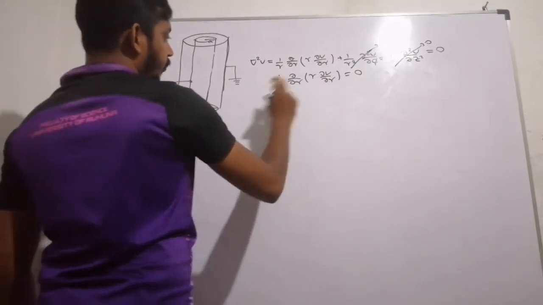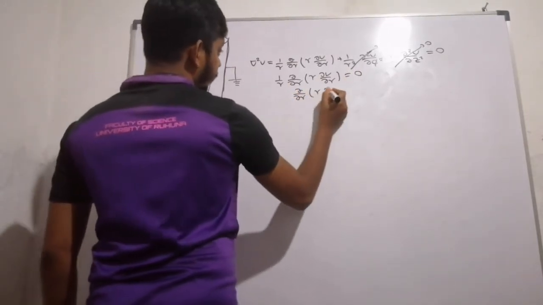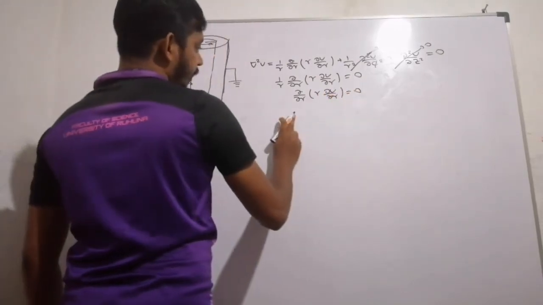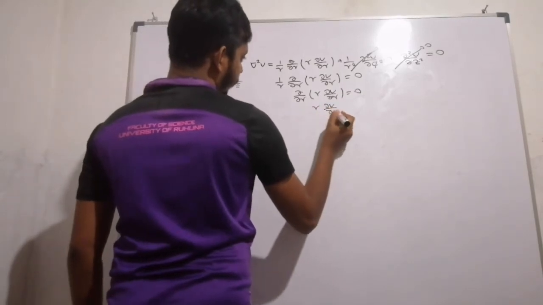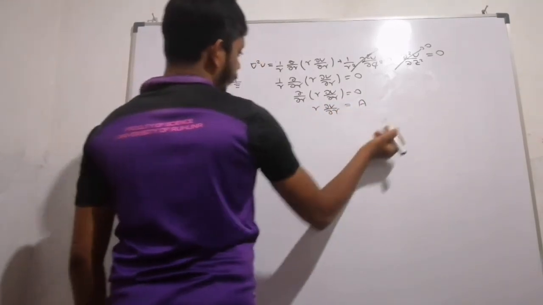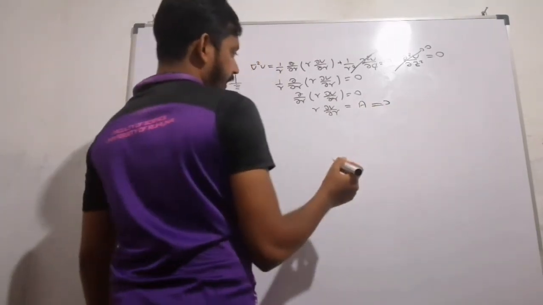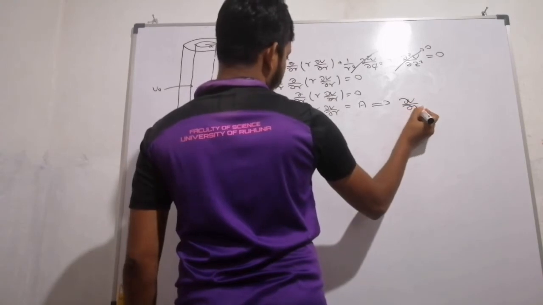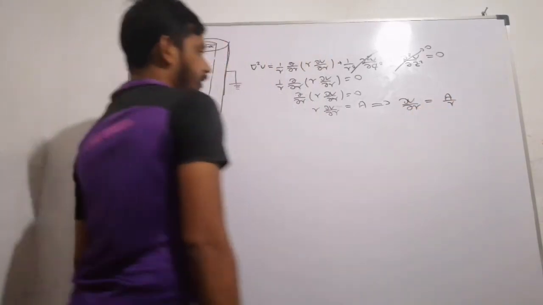If I multiply both sides by R, then I will have d over dR of R dV over dR equals 0. Let me integrate with respect to R. Then I will have R dV over dR equal to A. Before integrating again, let me solve this: dV over dR should be equal to A over R.